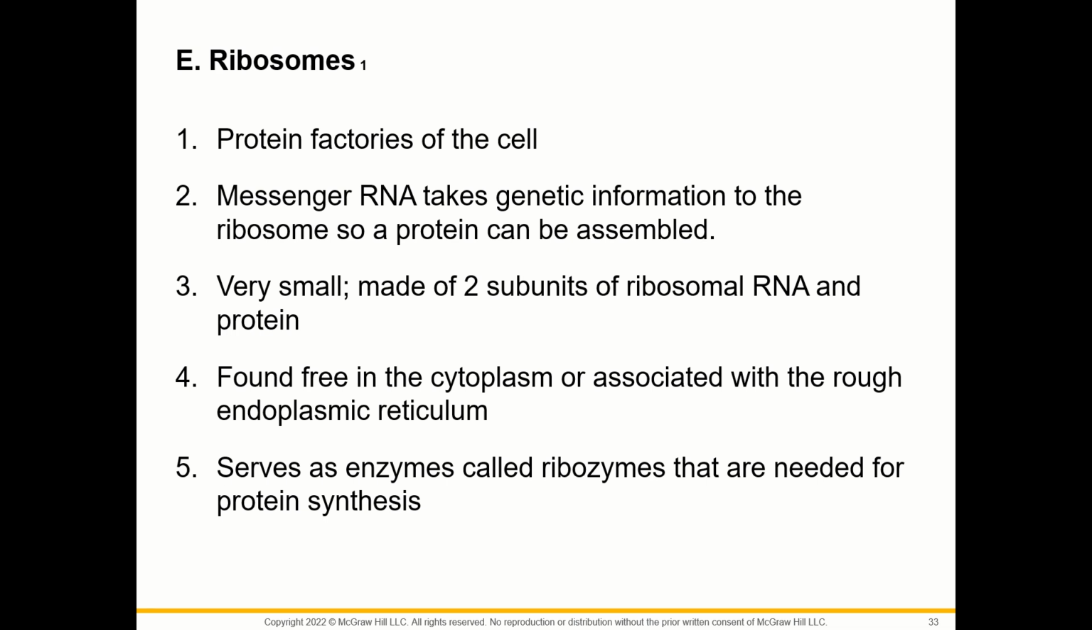Okay, now to the ribosomes. These are the protein factories of the cell. Messenger RNA takes genetic information to the ribosome so a protein can be assembled. That's going to be translation. Ribosomes are very small. They're made of 2 subunits of ribosomal RNA, which is the rRNA, and a protein. They are found free in the cytoplasm or associated with the rough endoplasmic reticulum. Ribosomes serve as enzymes called ribozymes that are needed for protein synthesis.